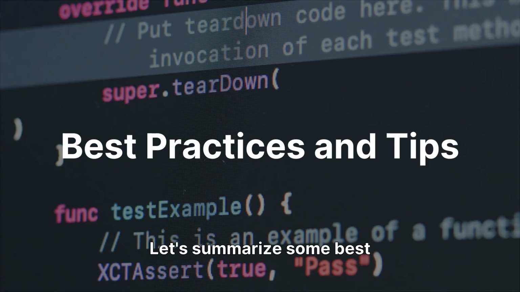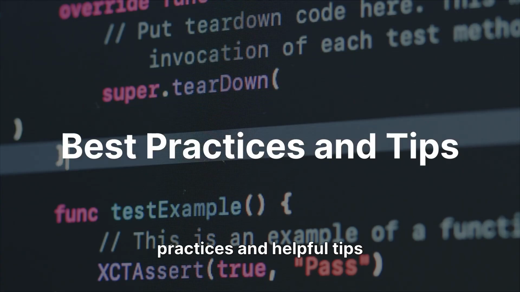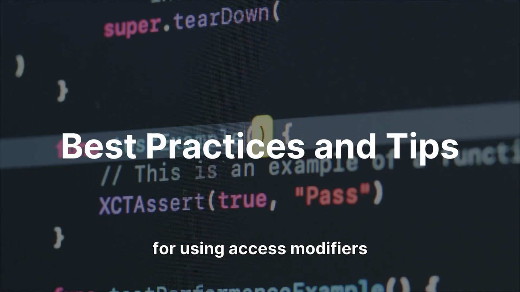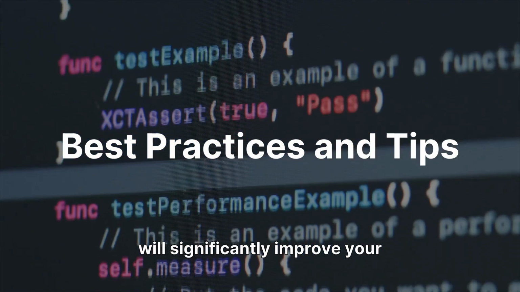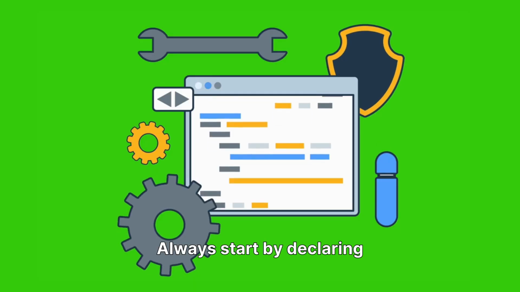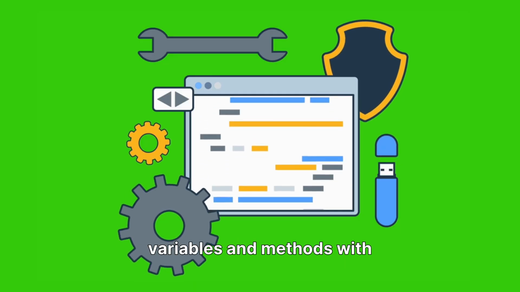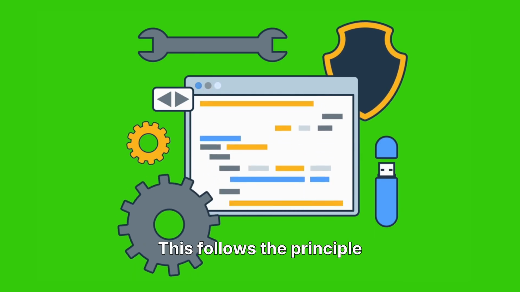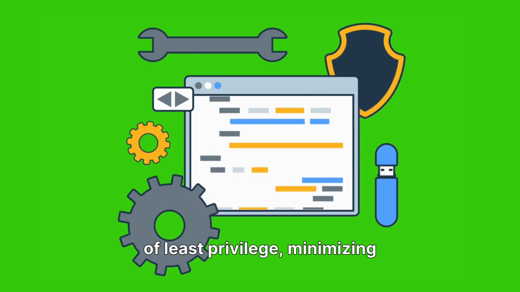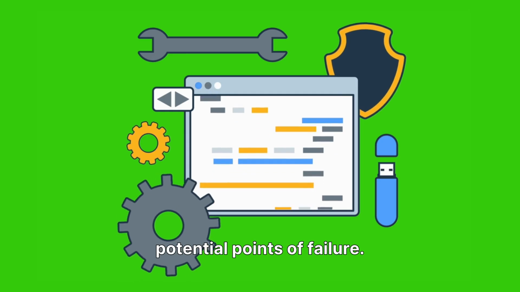Let's summarize some best practices and helpful tips for using access modifiers and encapsulation. Adhering to these guidelines will significantly improve your code quality. Always start by declaring variables and methods with the most restrictive access modifier, typically private. This follows the principle of least privilege, minimizing potential points of failure.